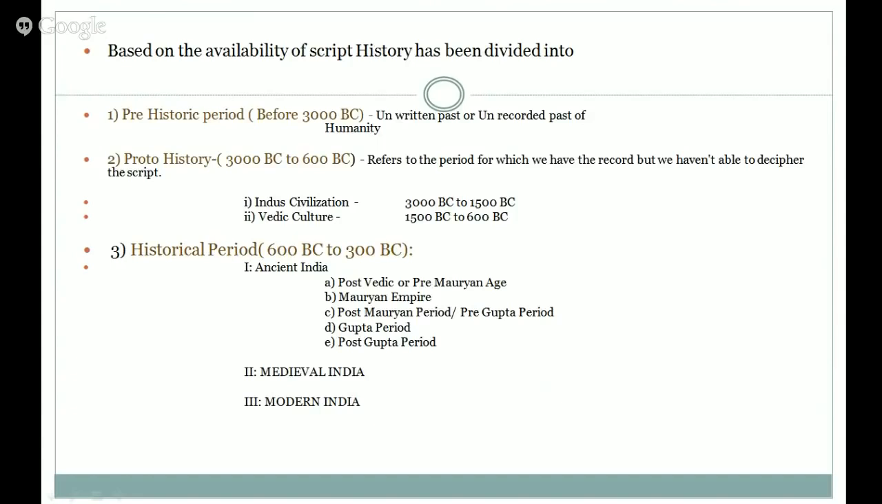Yeah, friends, the prehistoric period is again divided into some parts, and proto-history has been divided majorly into two parts, that is the Indus civilization and Vedic culture. And the historical period has been divided into three parts: ancient India, medieval India, and modern India. Ancient India, we know it well, starts from the post-Vedic period, Mauryan Empire, post-Mauryan period, Gupta period, and post-Gupta period. In medieval India, we know the invasion by Arabs to India and those things. And modern India, we know very well, is our national movement. Everything will be covered in modern India.